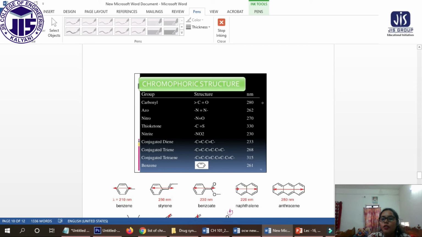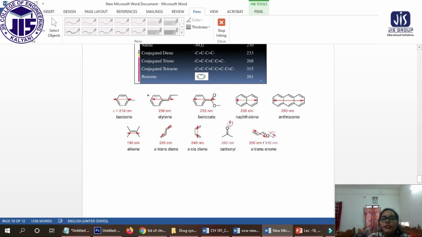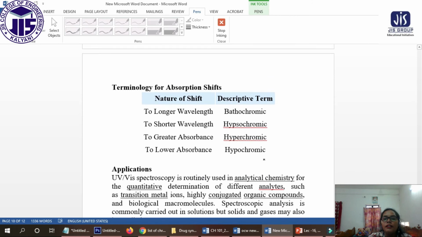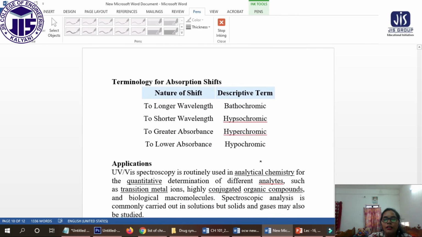And corresponding to these we also have the wavelength. So these are some of the groups that we have, the chromophoric groups. The presence of these groups is called the chromophores.